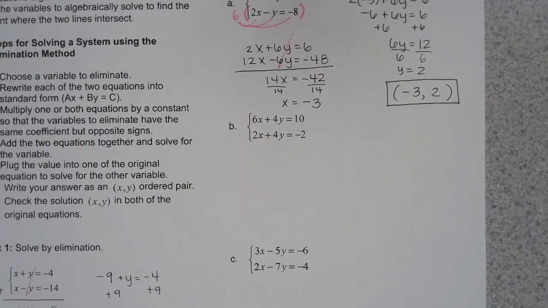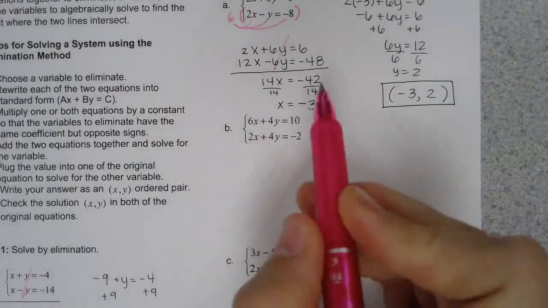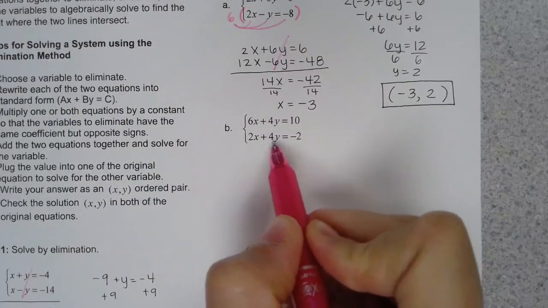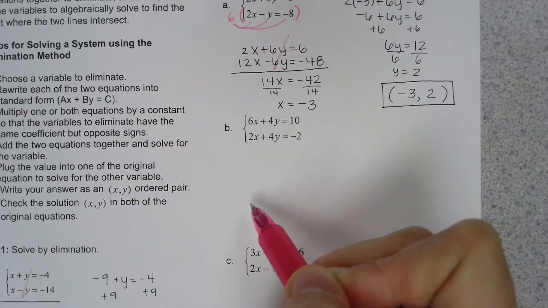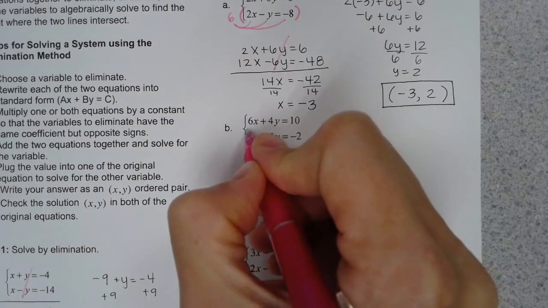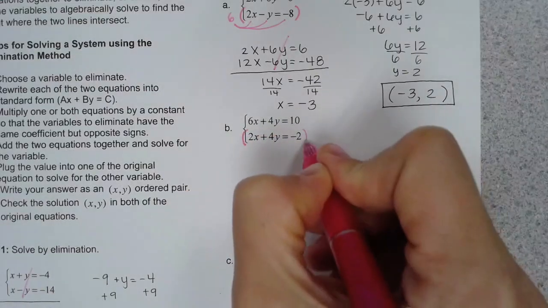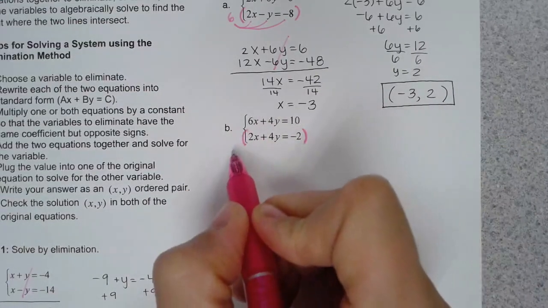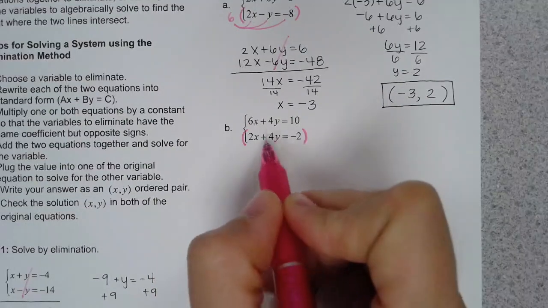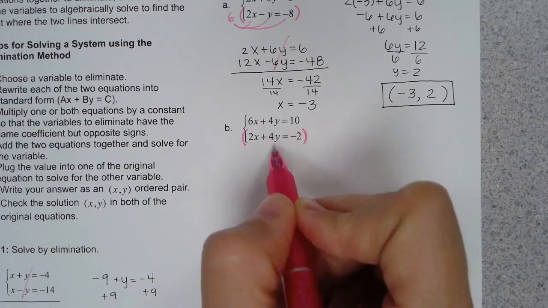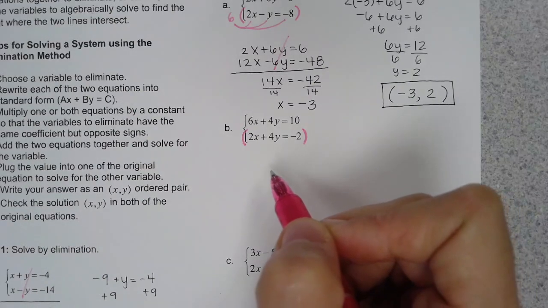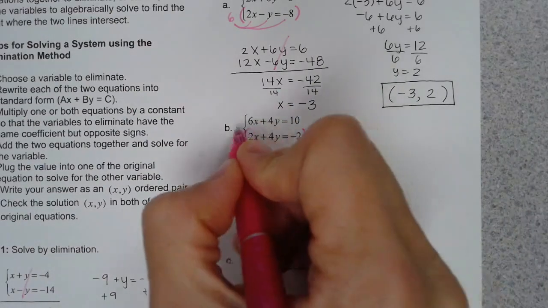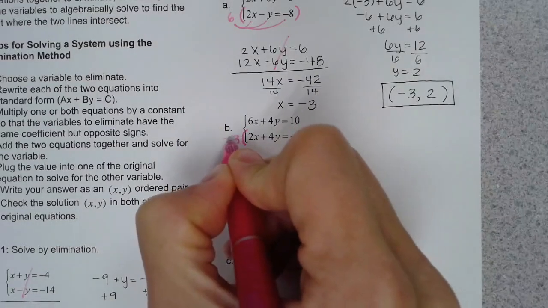On question B, you also need to create an opposite because 6x and 2x, those are not opposites. And then positive 4y and positive 4y, those ones also aren't opposites. So you can multiply either equation through by something to create an opposite. If you wanted to, you could multiply the second equation through by -1. If you multiplied it through by -1, that would make the 4y's turn into opposites of each other. Or if you wanted to, you could multiply the second equation through by -3. And that's what I'm going to do on this one. You can multiply through by whatever you want to.